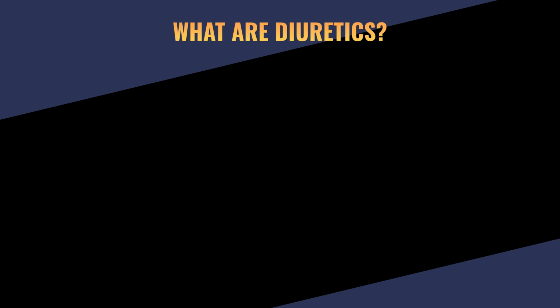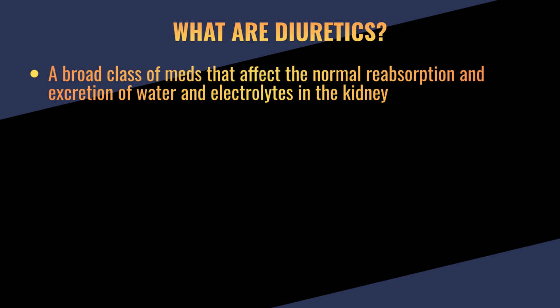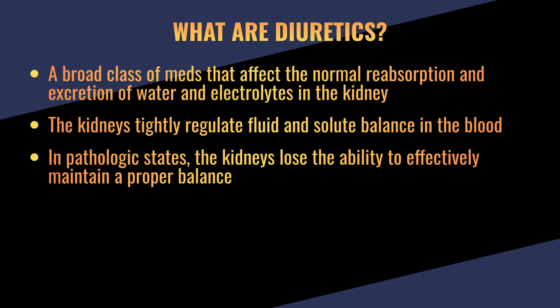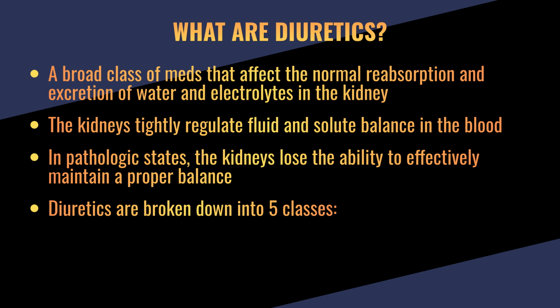So, what are diuretics? Diuretics are a broad class of medications that affect the normal reabsorption and excretion of water and electrolytes in the kidney. Normally, the kidneys are extremely intelligent organs that very tightly regulate fluid and solute balance in the blood. But in pathologic states, whether it be from heart problems, endocrine disorders, or failure of the kidneys themselves, the body will lose the ability to effectively maintain a proper balance. And this is where diuretics come in to save the day. If a patient loses the ability to pee and clear out fluid and metabolic waste, they will die within just a few days.